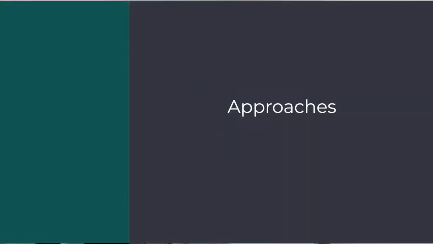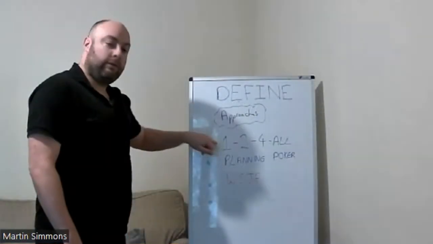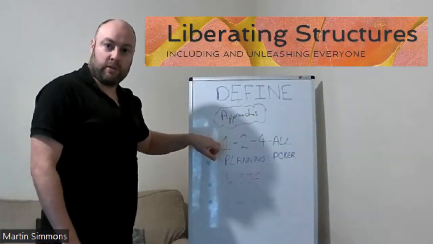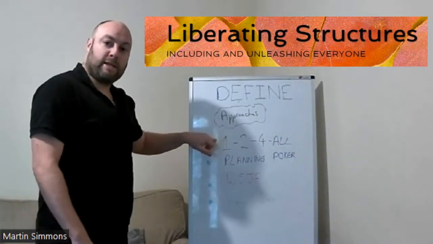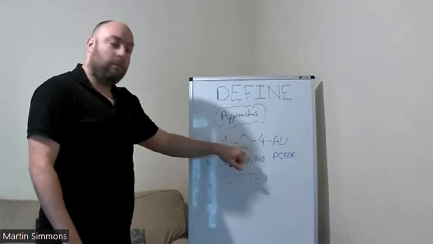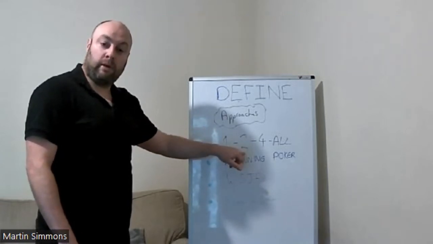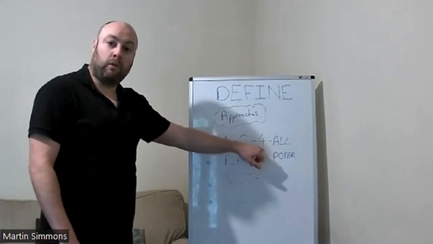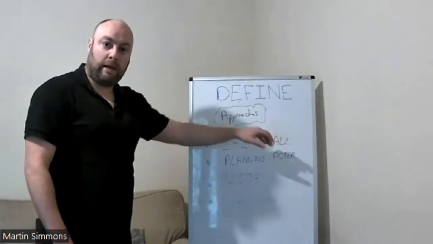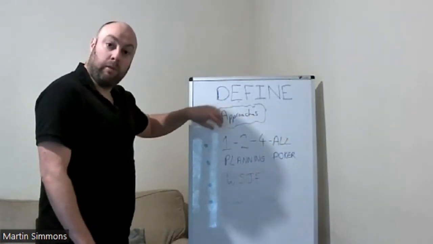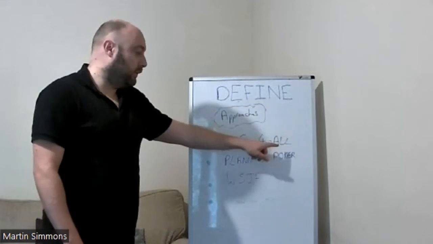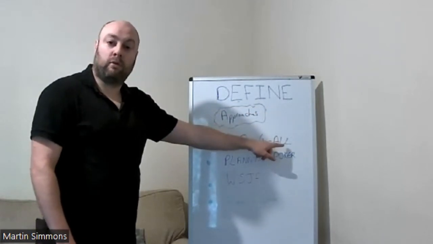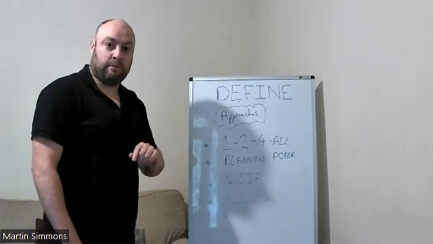There's 4 approaches here that you can take to help you with that definition stage. 1, 2, 4, all. This is from Liberating Structures. Here you ask one person what they think. Put that one person with another so that you end up in pairs. Put them in groups of 4, bring them all together. That way the opinions and the decisions are formed before we get into the big group. So what we don't get is the highest paid person or the strongest voice making the decision.